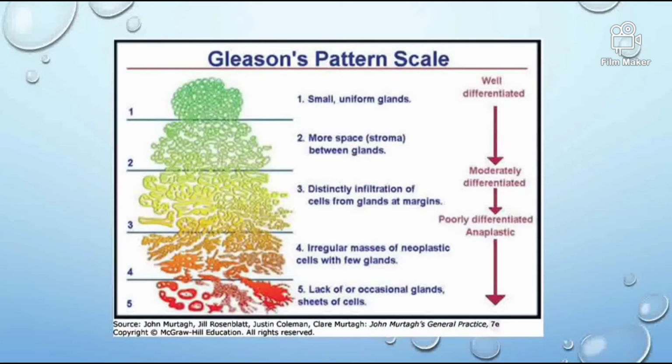So this is the Gleason pattern scale. Grade 1 is termed small or uniform glands, and in grade 2 there is more space or stroma between glands. In grade 3 there is distinct infiltration of cells from glands and margins, and in grade 4 there are irregular masses of neoplastic cells with few glands. In grade 5 there is a lack of glands, with sheets of cells.